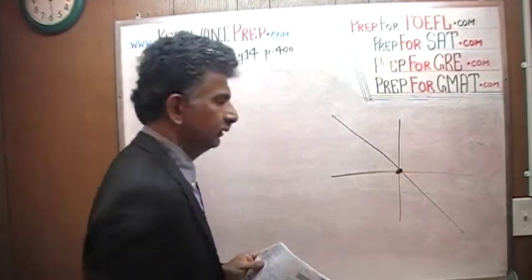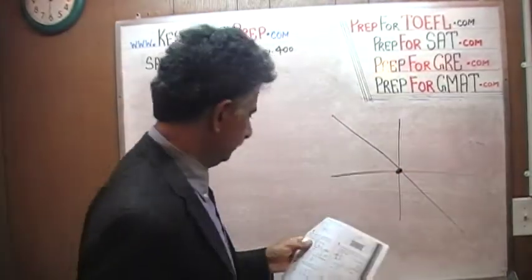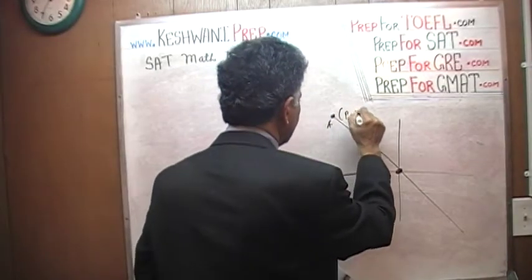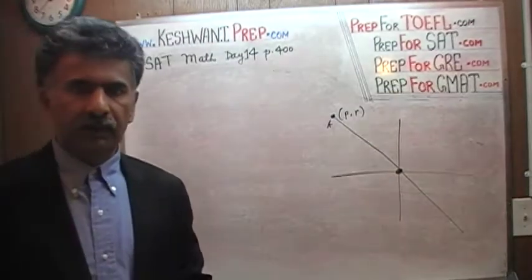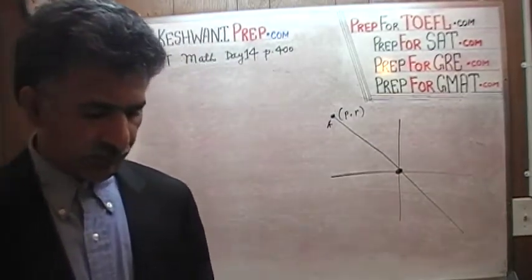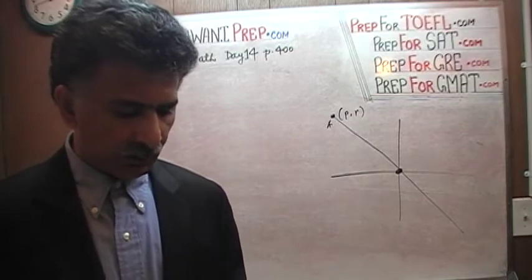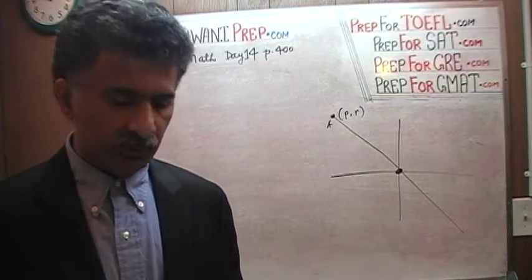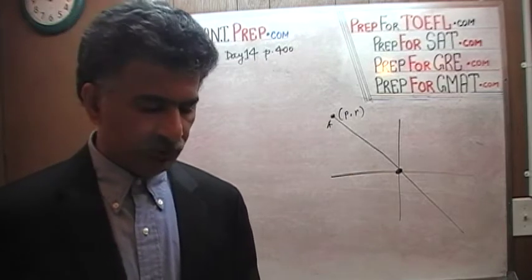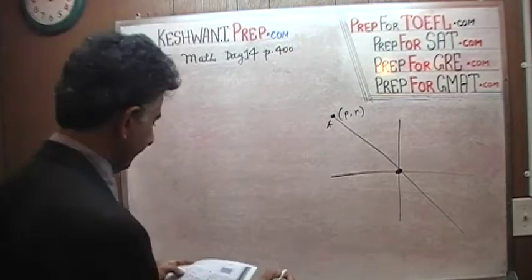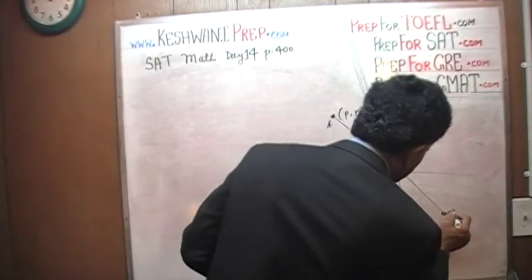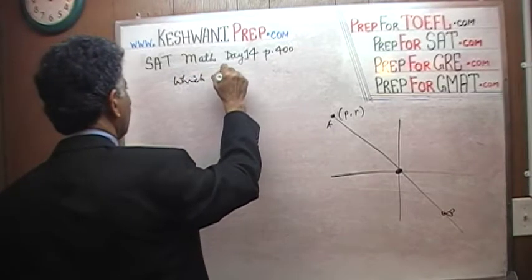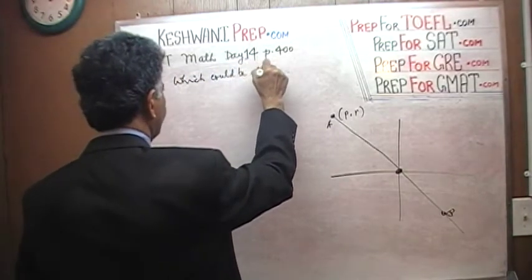We are given a picture. We are told that this line goes through the origin. This is point A. We are told that point A has the coordinates P and R. The question simply is, of the 5 values that are given to us, which could be the slope of AB? This line AB here, which could be the slope?